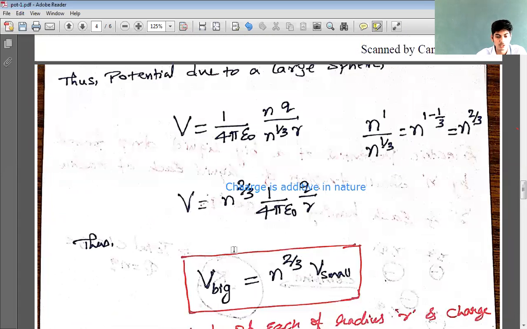It's the potential of the small sphere. Potential of big sphere is equal to n power 2 by 3 times 1 by 4 pi epsilon q by r, which is written as V small. Potential of big sphere is equal to n power 2 by 3 times potential of small sphere. This is a formula that is to be remembered.